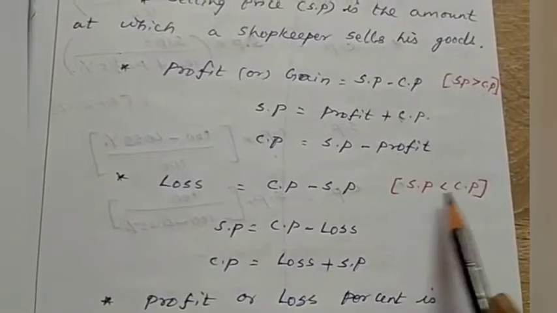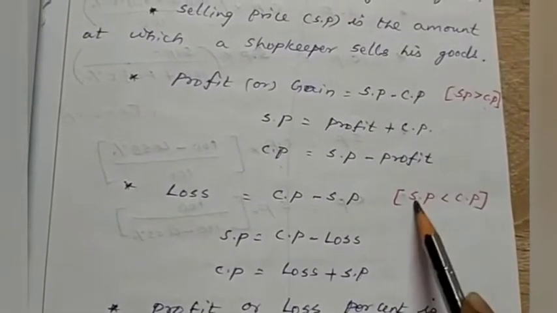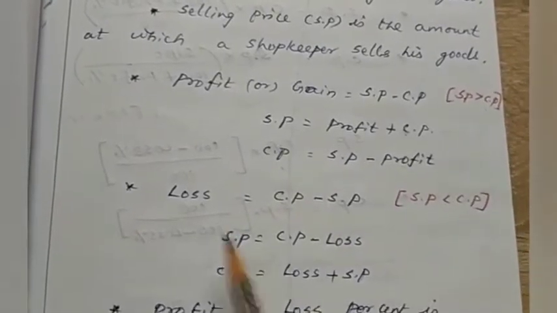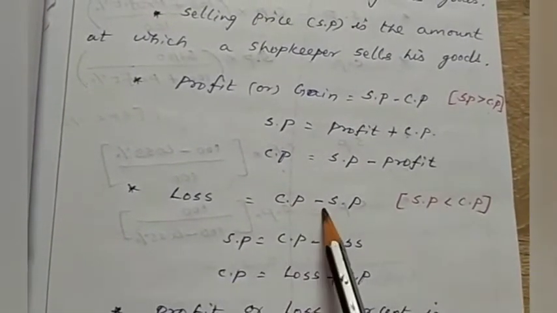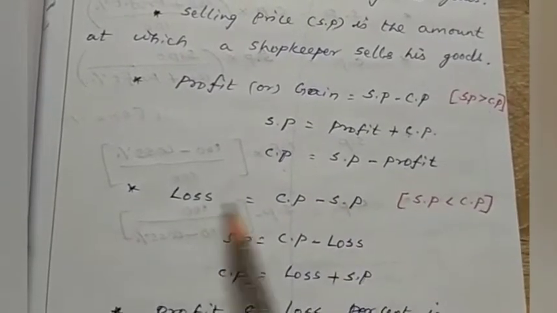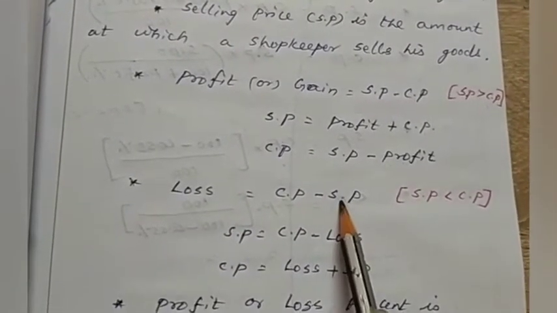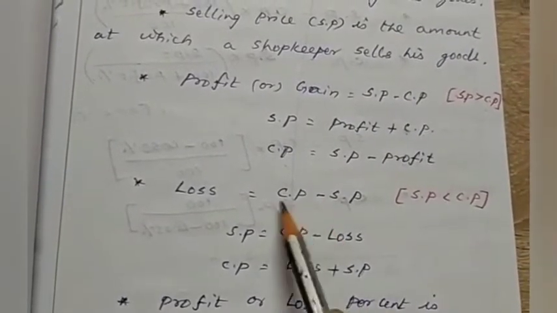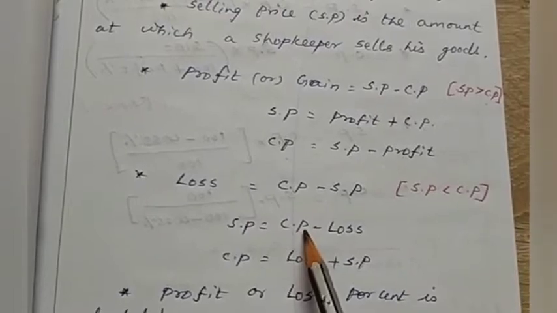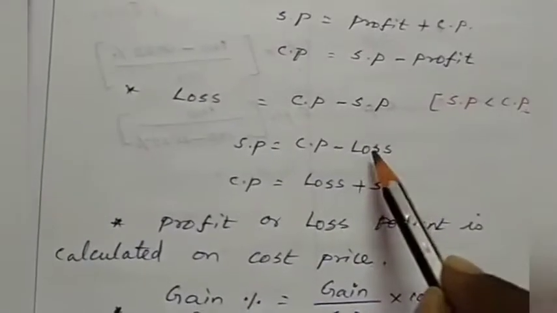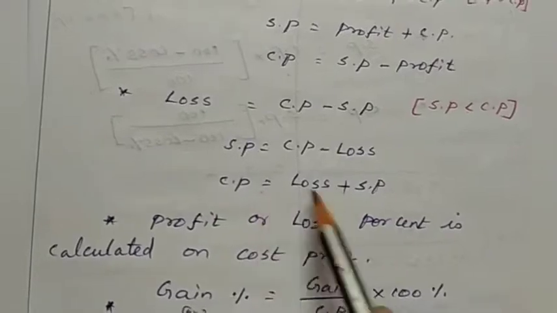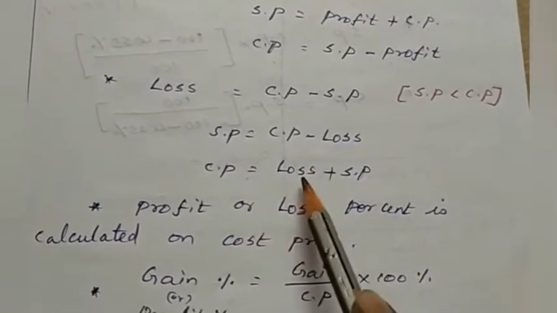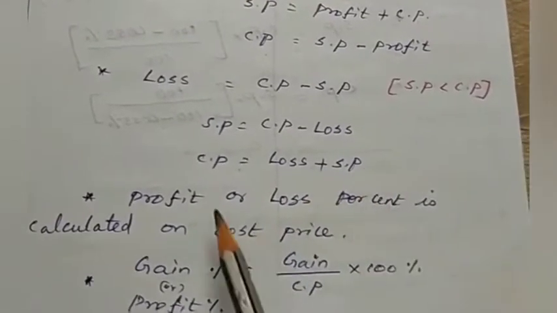The next one is loss. When selling price SP is less than cost price CP, there is a loss. Loss is equal to cost price minus selling price. Selling price is equal to cost price minus loss. Cost price is equal to loss plus selling price.